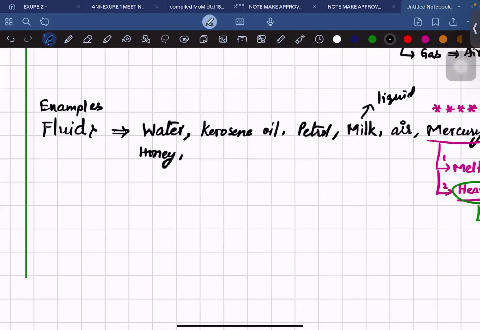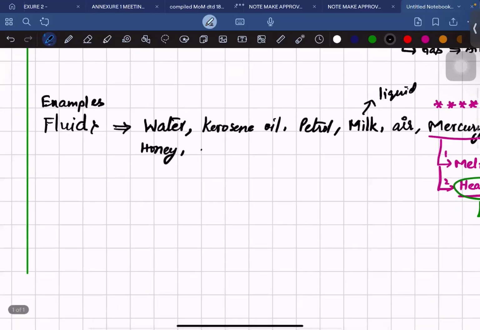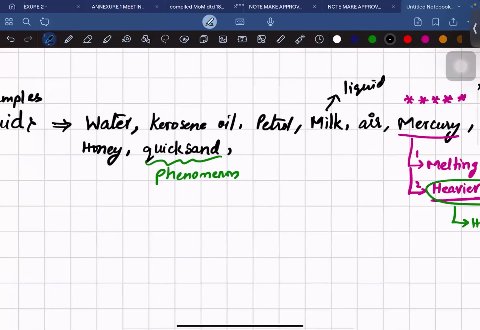Then sand? Sand cannot be a fluid. Is sand a solid or a liquid or gas? Solid. Yes. Like in sand, there is one more, I'm not getting the name. The quicksand? Yes, you're saying quicksand. Okay, you can take it. Actually, quicksand is not a sand, it is a phenomenon that takes place in geotechnical engineering, where there is a change of pressures, etc. Anyway, but we can take it.